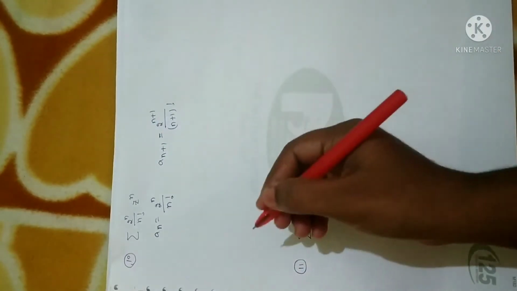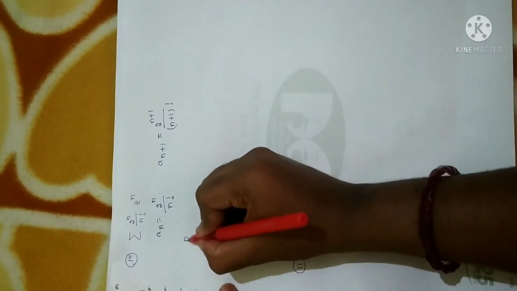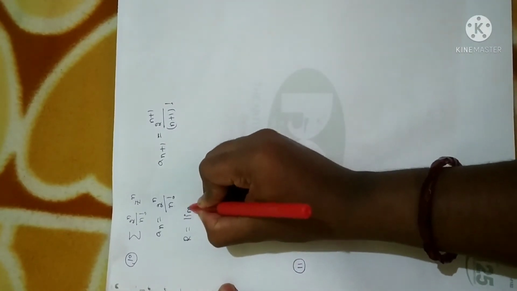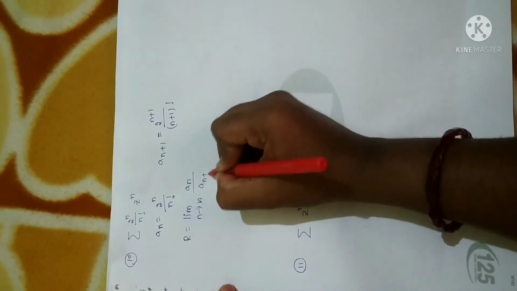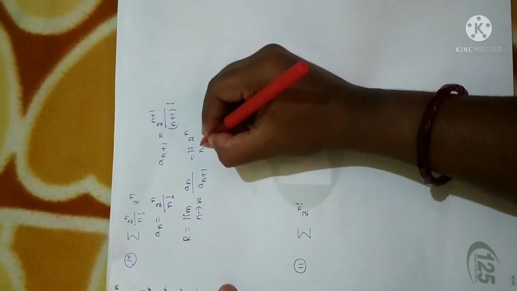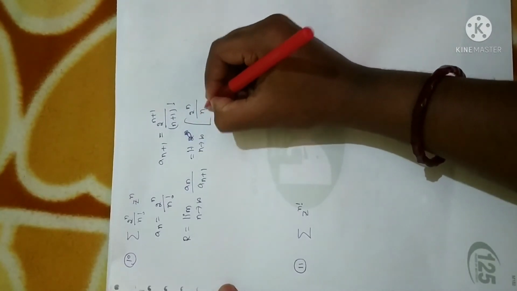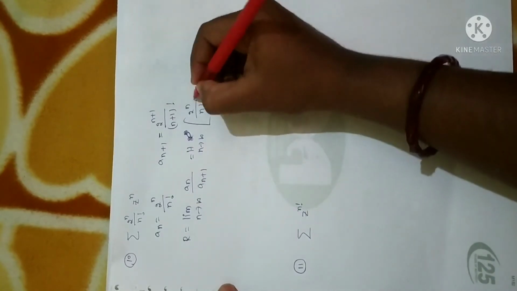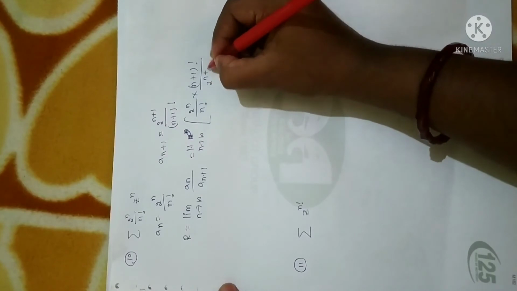Fine. So, for an plus 1, I have replaced n with n plus 1. So, I have got an plus 1. Now, let me write the formula. R is equal to limit n tending to infinity an divided by an plus 1. Now, an is 2 power n divided by n factorial. So, when you divide by an plus 1, it will become reversed. That is n plus 1 factorial divided by 2 power n plus 1.